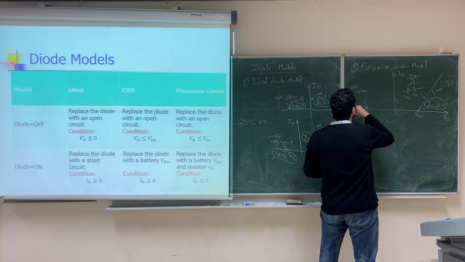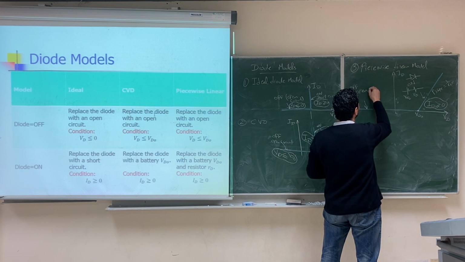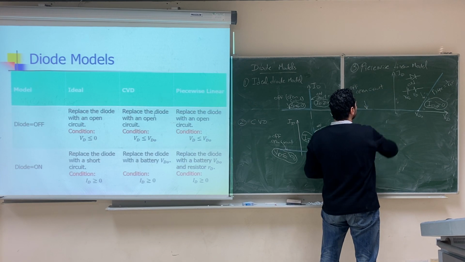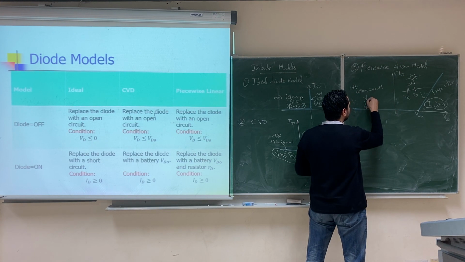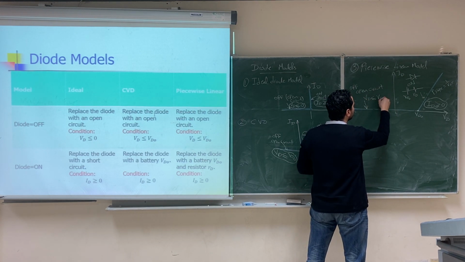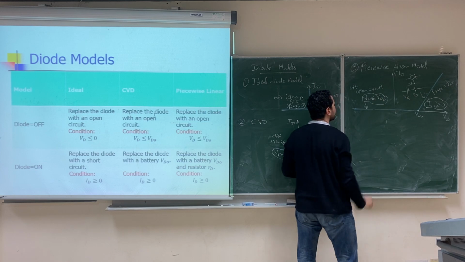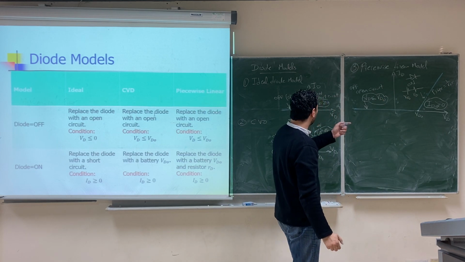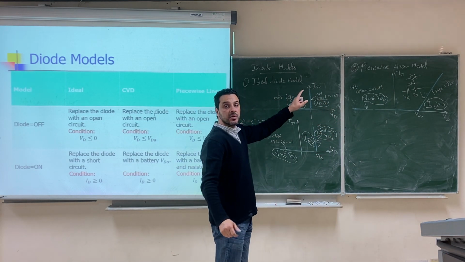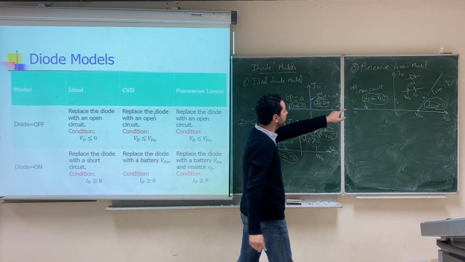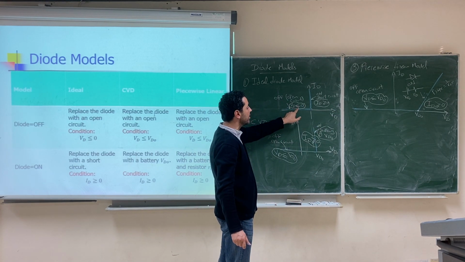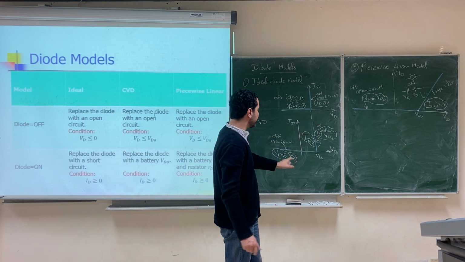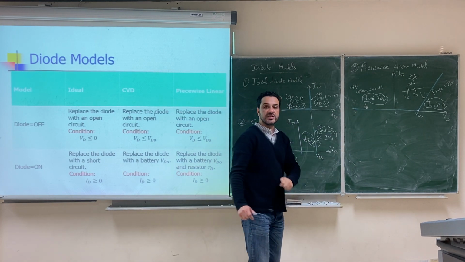So when the diode is off, we can represent it by an open circuit, right? But the condition is VD is less than or equal to VDO. This is the condition that it is in the off region. So in all the three models, when the diode is off, we represent it by open circuit. But here, in the ideal diode, VD must be less than or equal to 0, while in the two other models, VD must be less than or equal to VDO.